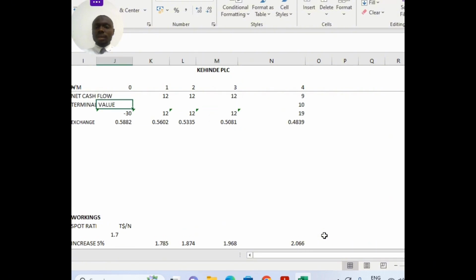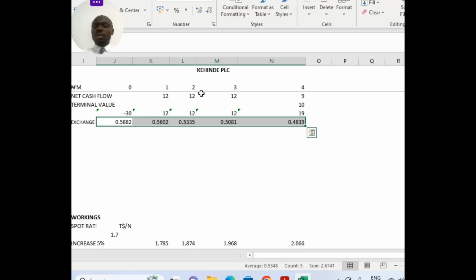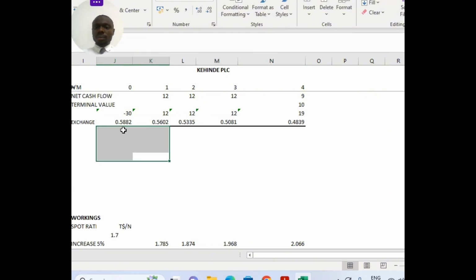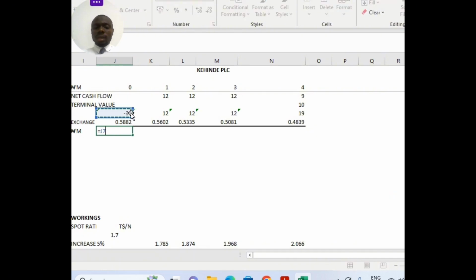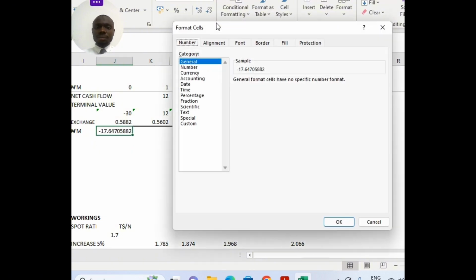So we want to convert this class. Let me just give it border lines so that we'll use it to separate it. Okay, and just tick border. Okay, now we want to convert it to naira. So what we have here is going to be equals to this times this. We've already converted it, so equals to this times this. We have minus this.